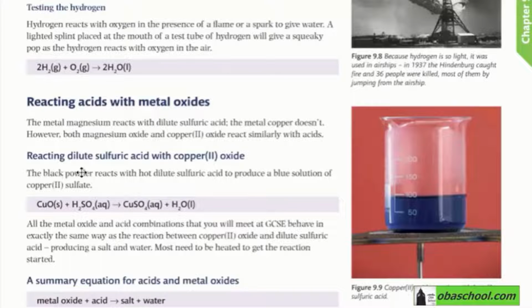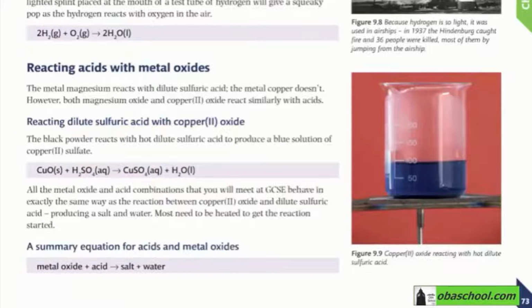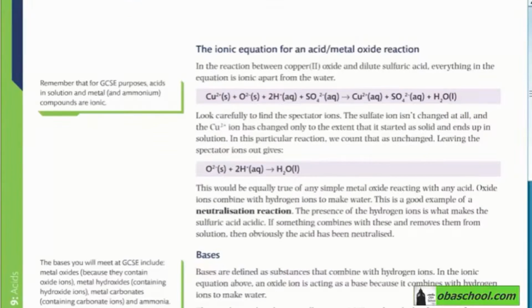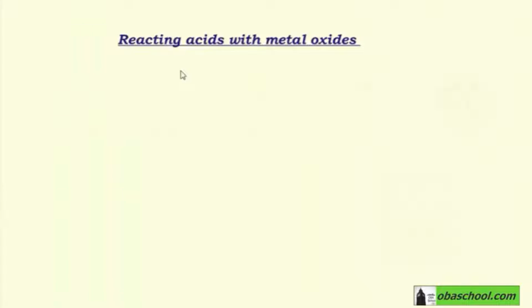So let's talk about reacting dilute sulfuric acid with copper oxide. On page 73, and the equations are found on page 74. Reacting acids with metal oxides. The first example is reacting dilute sulfuric acid with copper oxide. So we'll see the reaction between sulfuric acid and copper oxide.